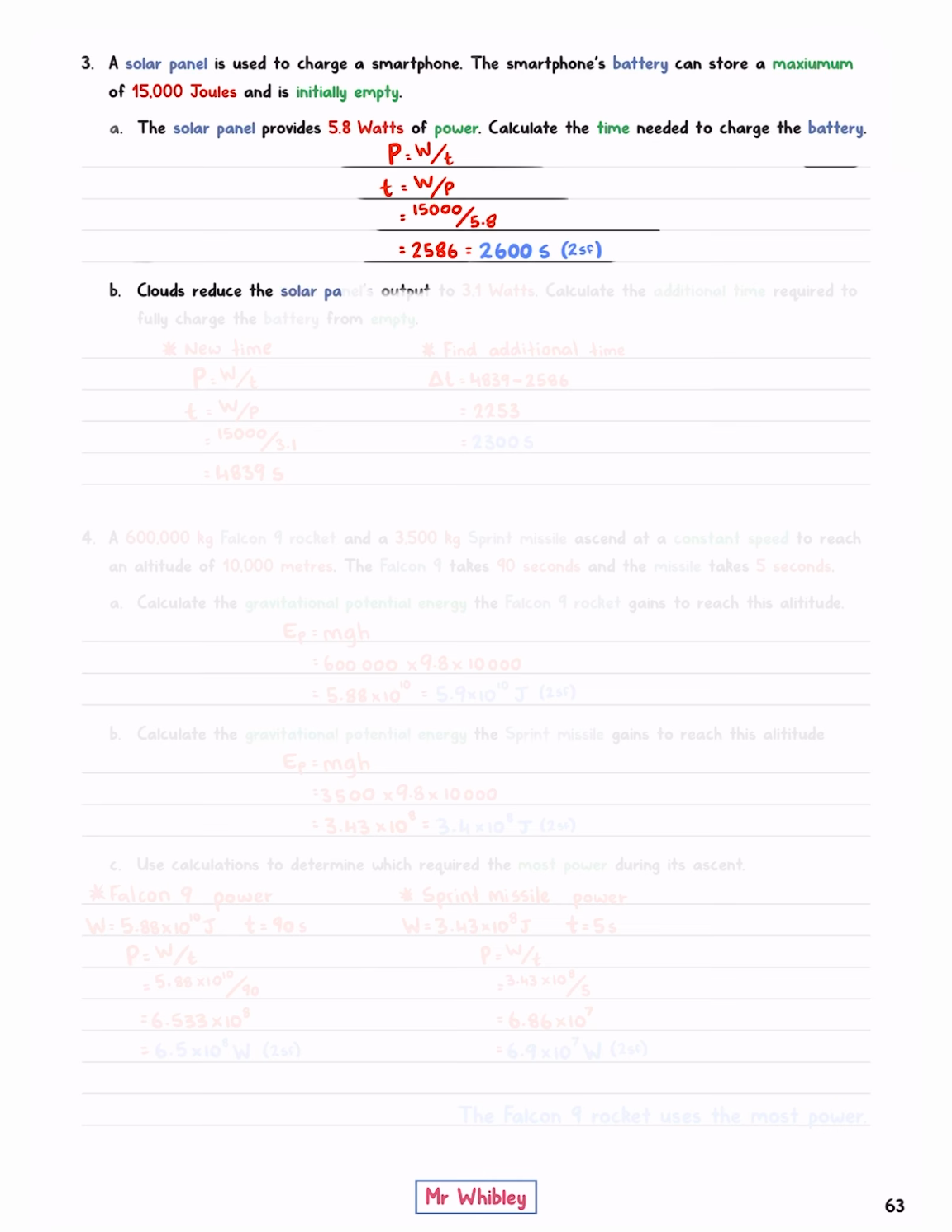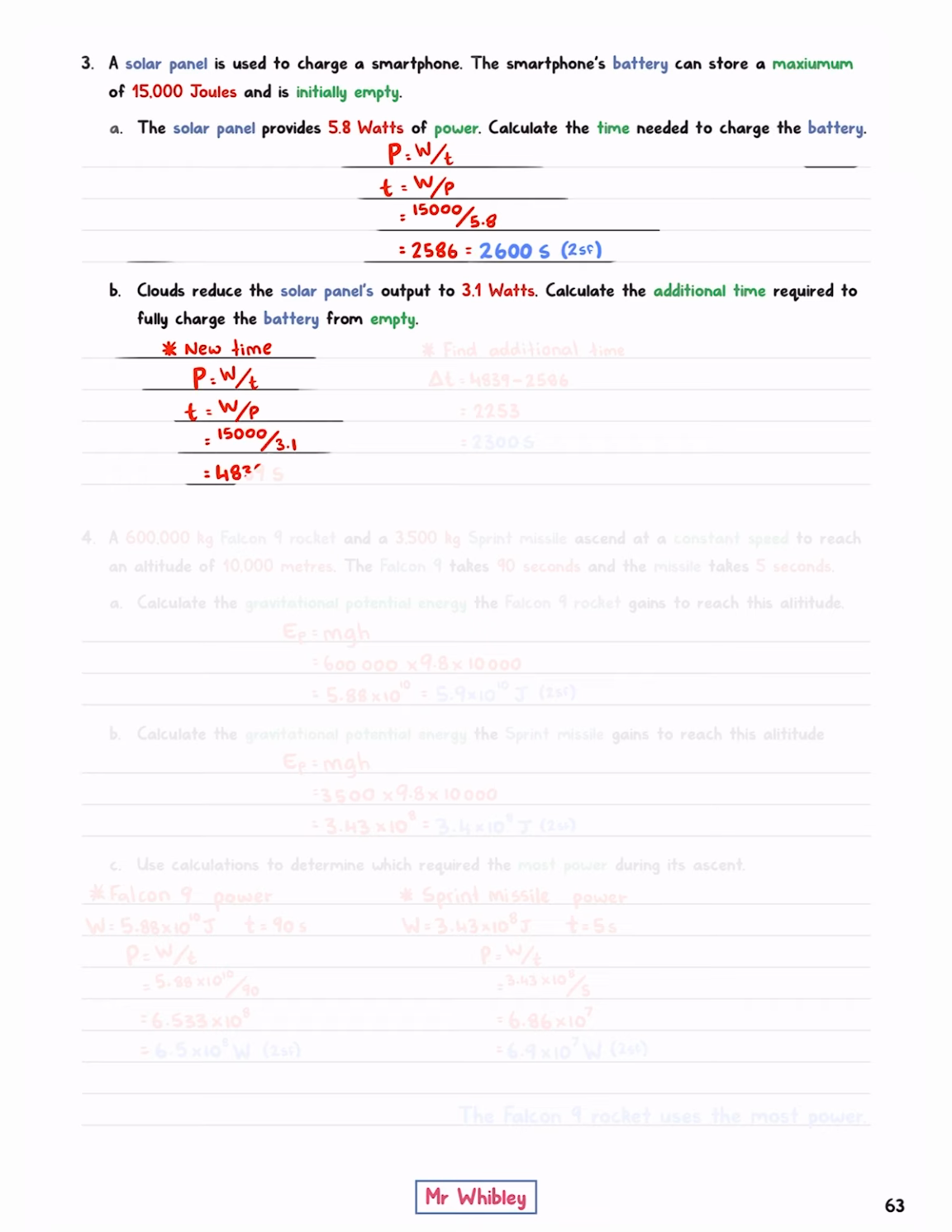Clouds reduce the solar panel's output to 3.1 watts. Calculate the additional time required to fully charge the battery from empty. Our new time can be found in the same way that we used in the last question, starting with our power equation, solving it for time, putting our numbers in with our new 3.1 watts, which gives me 4,839 seconds. And now to find the additional time, we need to find the difference between our new time and our last time. Putting those numbers in gives me 2,253 or 2,300 seconds to two significant figures.